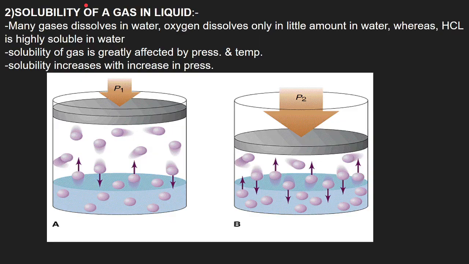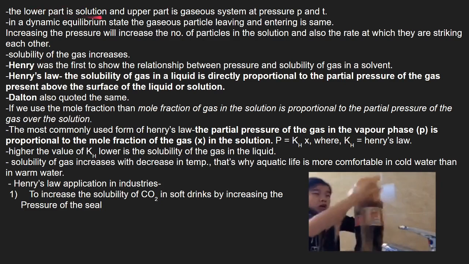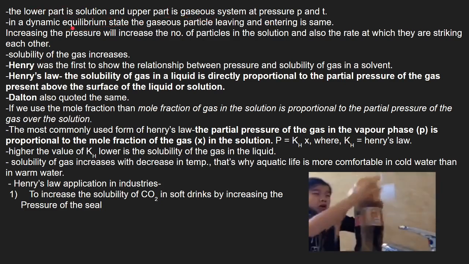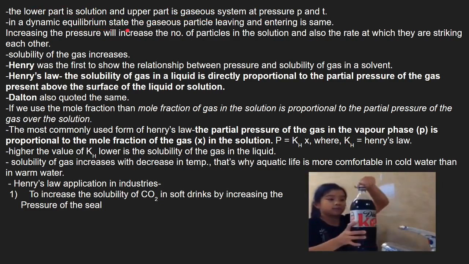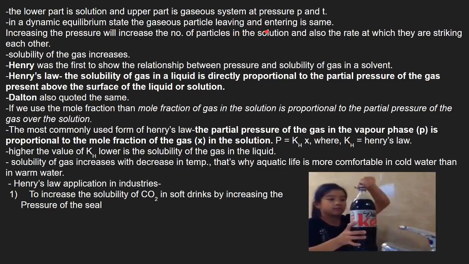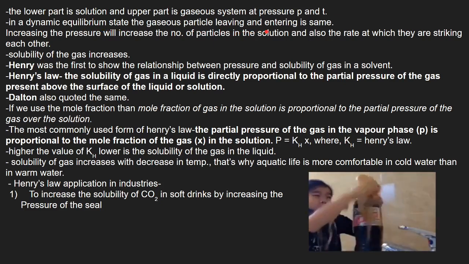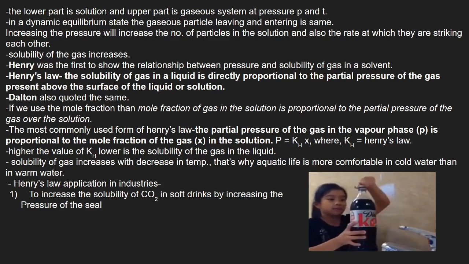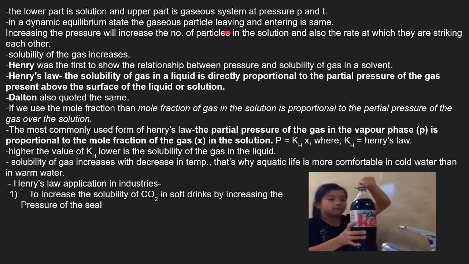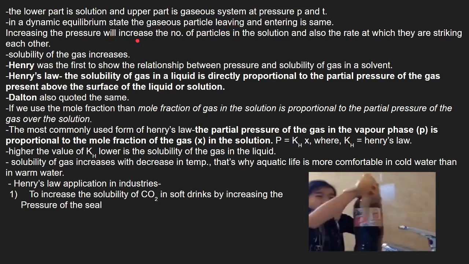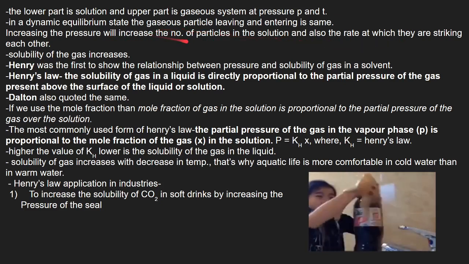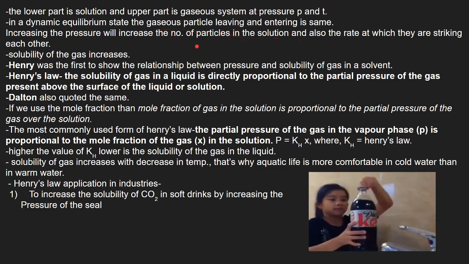Then the lower part is the solution and the upper part is the gaseous system at pressure P and temperature T. In a dynamic equilibrium state, the rate of gaseous particles leaving and entering is the same. So when the equilibrium state is reached, the particles leaving and entering are the same. Increasing the pressure will increase the number of particles in the solution and also the rate at which they are striking each other.